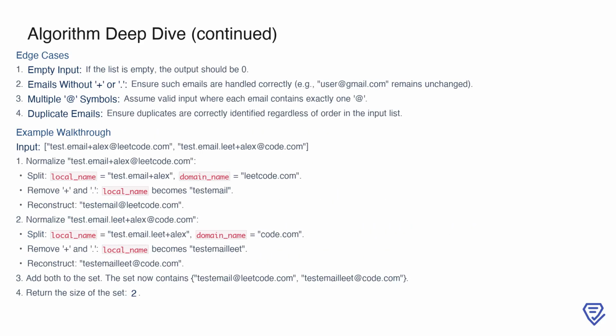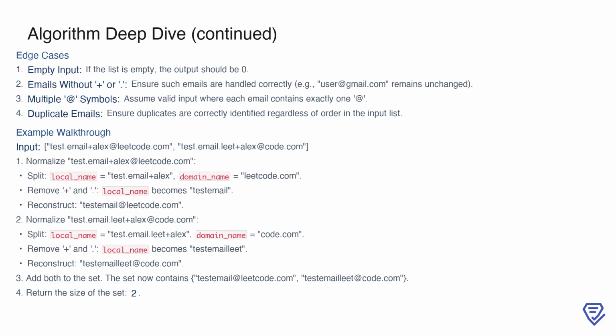It's also important to handle edge cases carefully to ensure the solution works reliably. For example, if the input list is empty, the output should simply be 0. Emails that don't contain plus or dot in their local names should be processed correctly without any unnecessary modifications, such as user@gmail.com, which remains unchanged. We assume that all input emails contain exactly one @ symbol, as any deviation from this would indicate invalid input. Additionally, duplicate emails should be identified correctly regardless of their order in the input list.